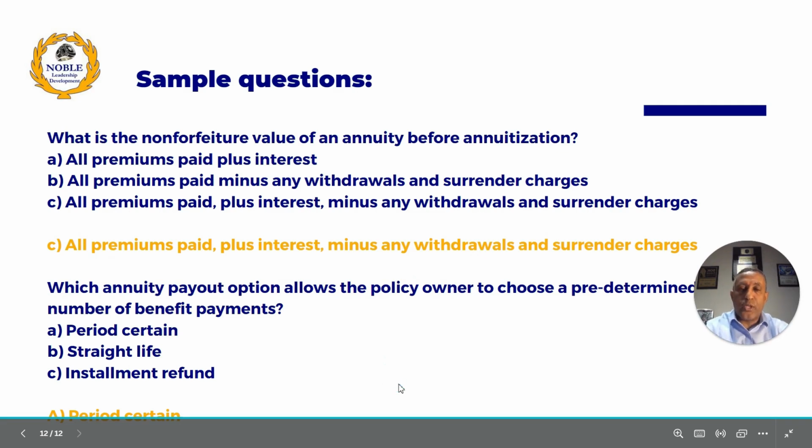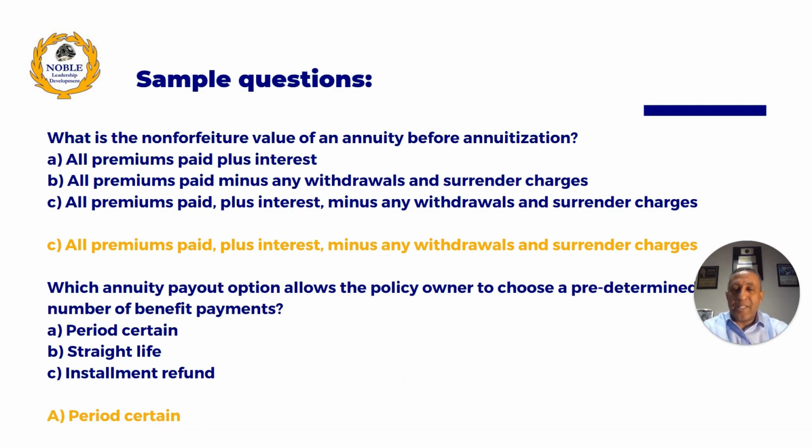Which annuity payout option allows the policy owner to choose a predetermined number of benefit payments? A, period certain. B, straight life. C, installment refund. So the answer is A, period certain. If it's telling you a predetermined number of payments, so it's an exact number of payments, that's period certain. Period certain will give you benefits for 10 years, or for 20 years, right? So that's period certain. And that concludes for today.